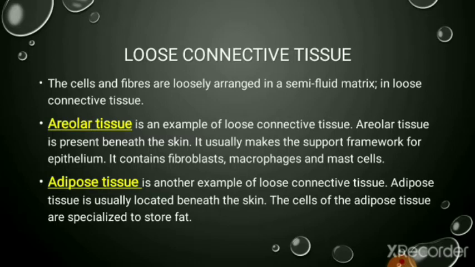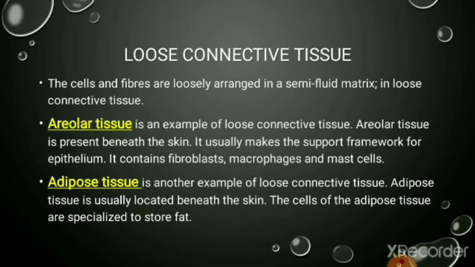Now, what are loose connective tissues? The cells and fibers are loosely arranged in a semi-fluid matrix in a loose connective tissue. So in loose connective tissue, the fibers which are present are loosely attached, loosely arranged. There are some gaps, empty spaces, between them. Therefore, they provide a little bit of flexibility to the part where they are present. Now they are of different types, like areolar connective tissue and adipose connective tissue. Let us discuss one by one.